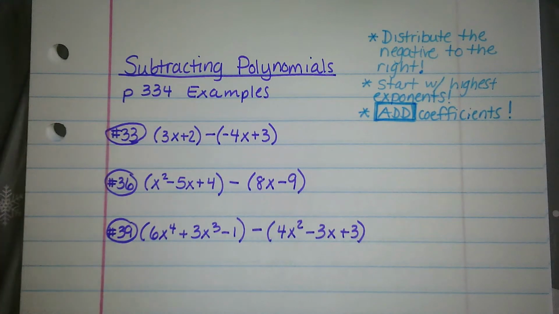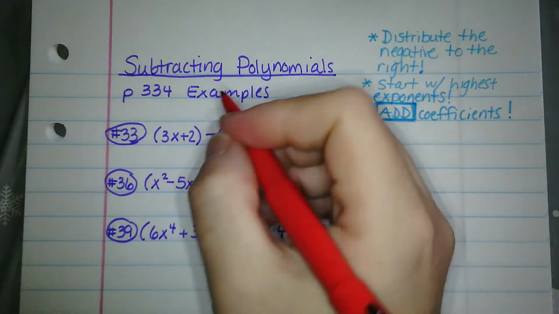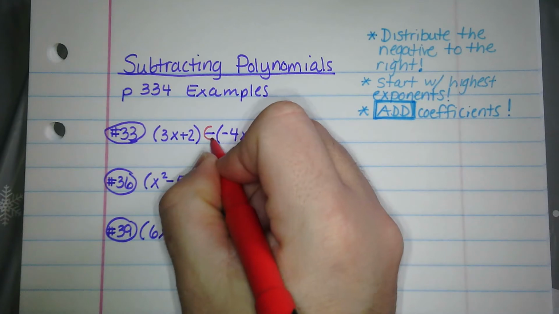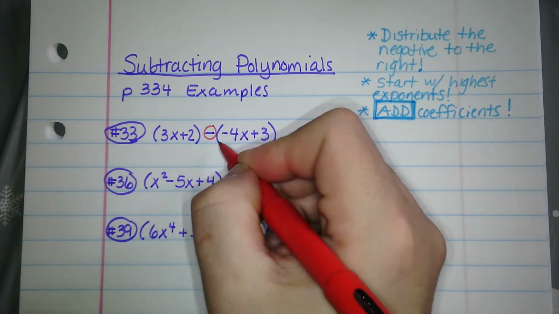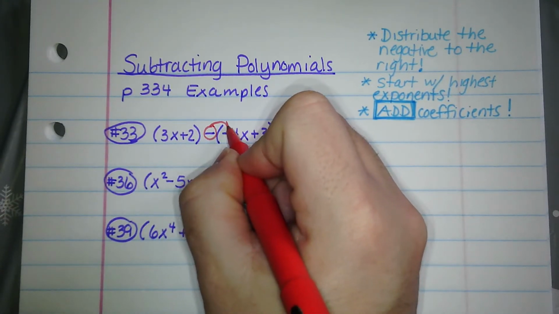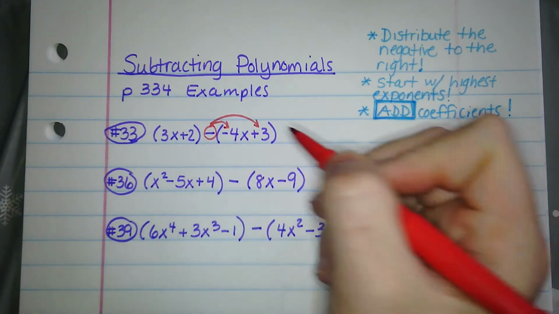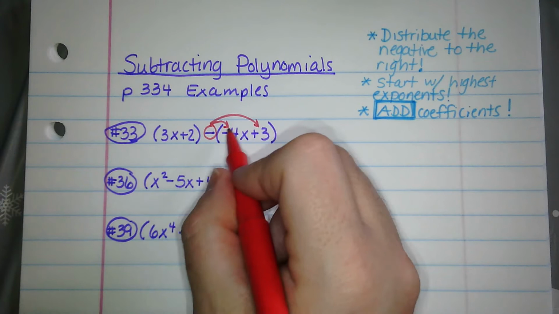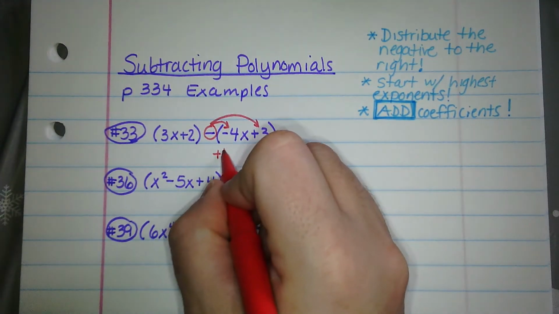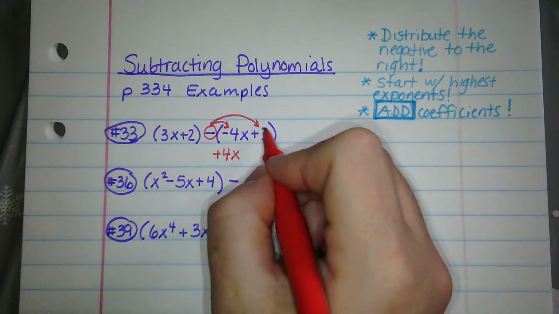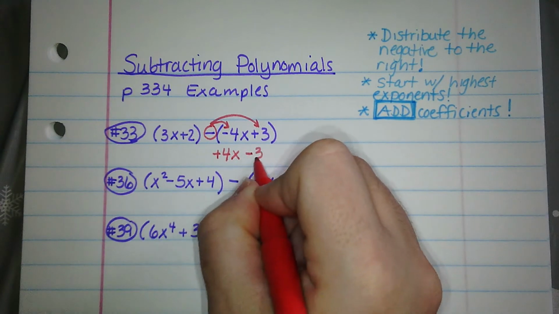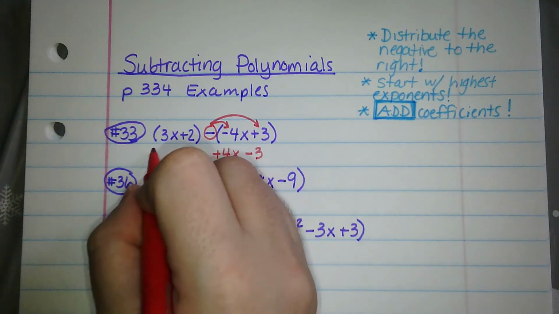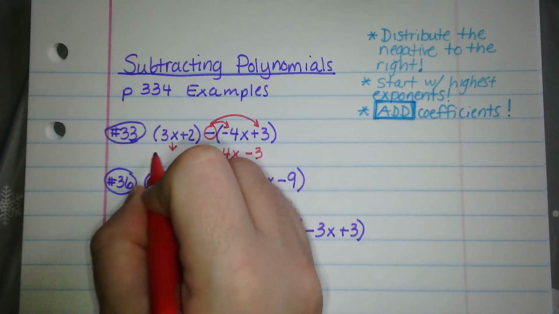So to get started, we are going to begin by taking this negative on the outside of the parentheses and distributing it to everything on the inside to the right. What that does is that changes our negative 4x to a positive 4x, and it changes our positive 3 to a negative 3. We then are going to bring down our first polynomial.